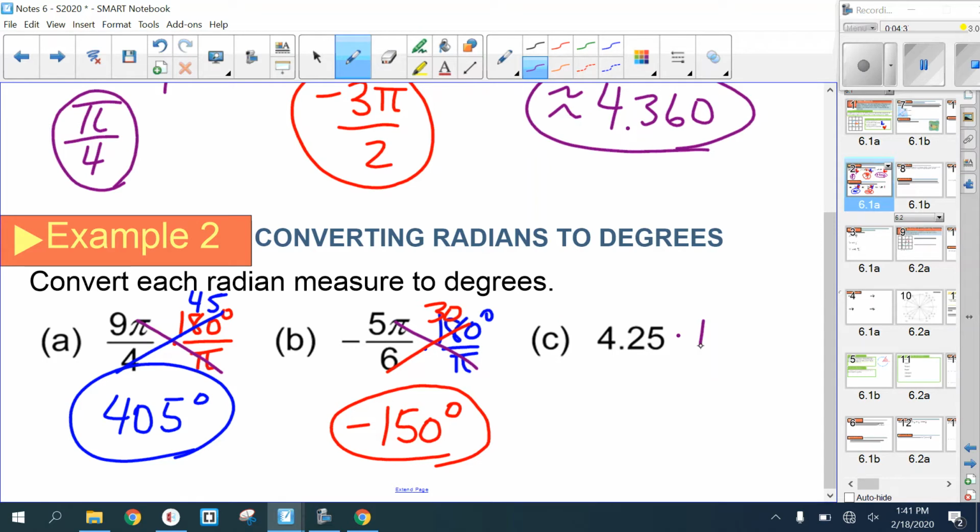4.25, same conversion. We're going to degrees, so we multiply by 180 over pi. And again, here's the general rule. If you see a decimal, give me a decimal. 4.25 times 180 over pi on a calculator is about 243.5 degrees.